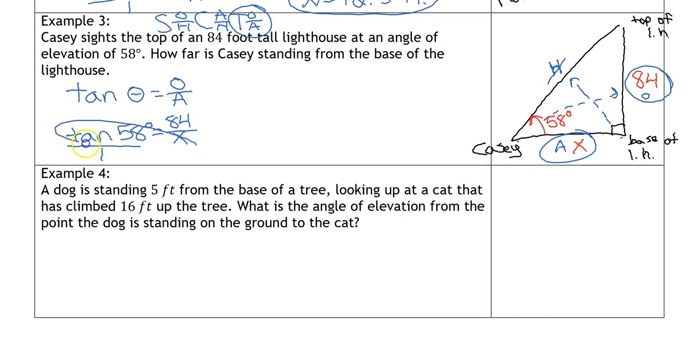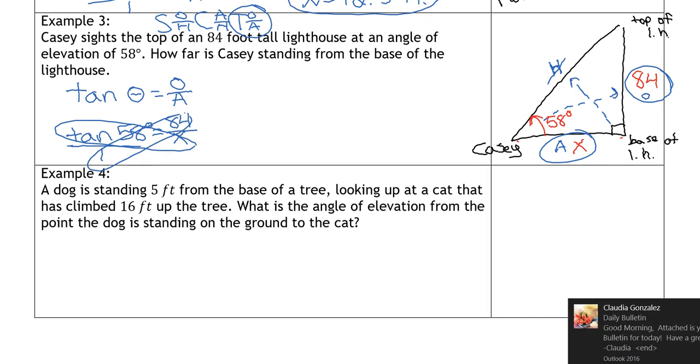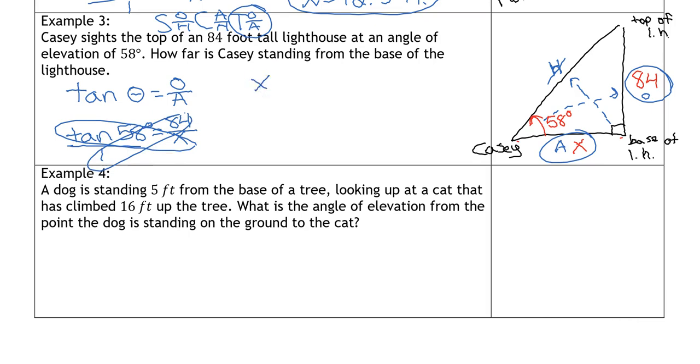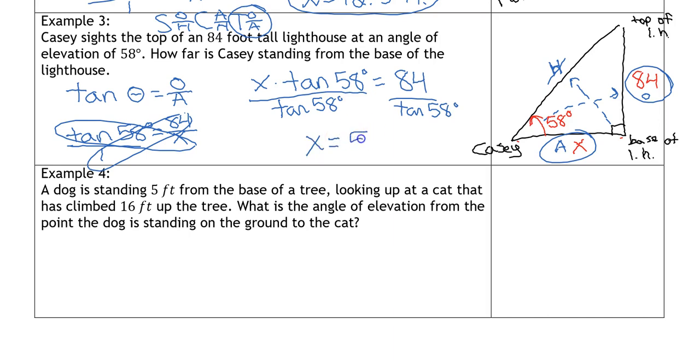Over 1, I'm going to cross multiply, right? So I have x times the tangent of 58 degrees equals 1 times 84, which is 84. And then again, since x is being multiplied by something, I'm going to divide by the tangent of 58 degrees. When I do that, I get x equals 53.1.